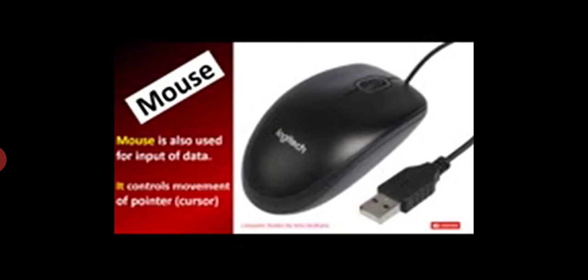For example, if I want to copy a file from the pen drive into the computer, I can right click on the file, copy, and right click and paste, simple. So therefore mouse is known as an input device.